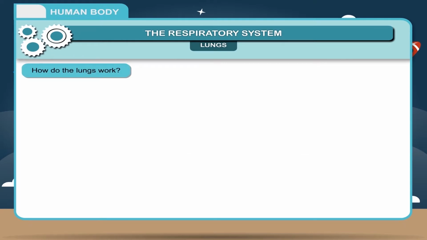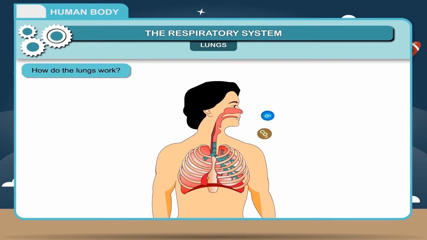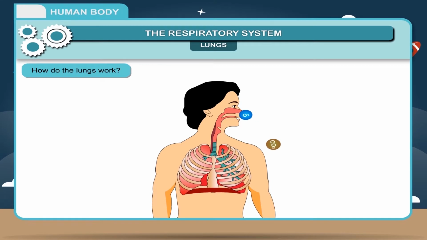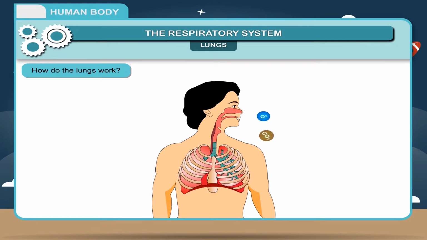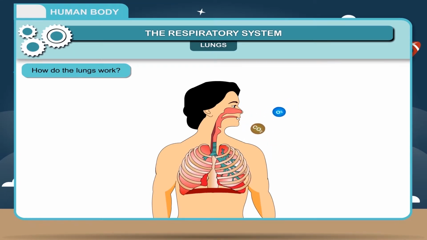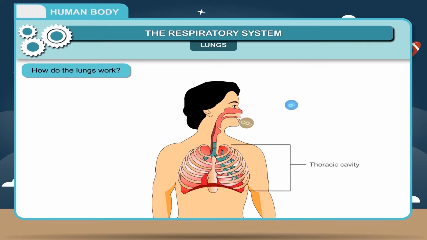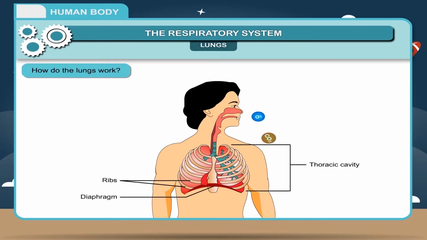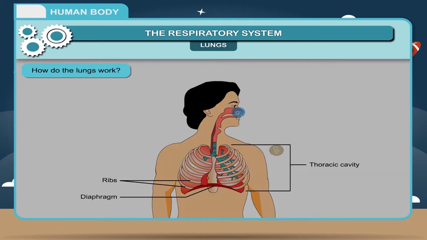How do the lungs work? In humans, respiration is a continuous process. It occurs night and day. Breathing involves inhalation and exhalation. This is carried out by the contraction and relaxation of the thoracic cavity with the help of ribs, muscles and diaphragm. The diaphragm is a large, dome-shaped muscle that lies just under the lungs.